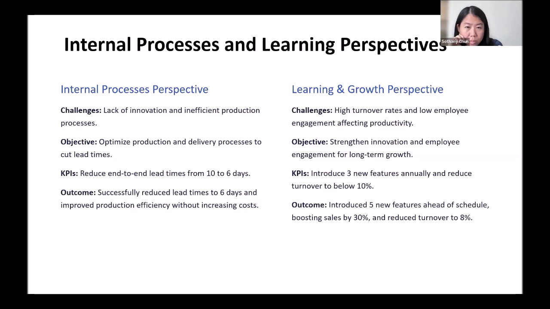And their action: they introduced an employee engagement program with regular training sessions, career development opportunities, and fun-based incentives. And the last, they created a recognition program to reward employees who contributed to innovation or improved processes. And their outcome: employee turnover dropped to 8% as the engagement program improved job satisfaction.